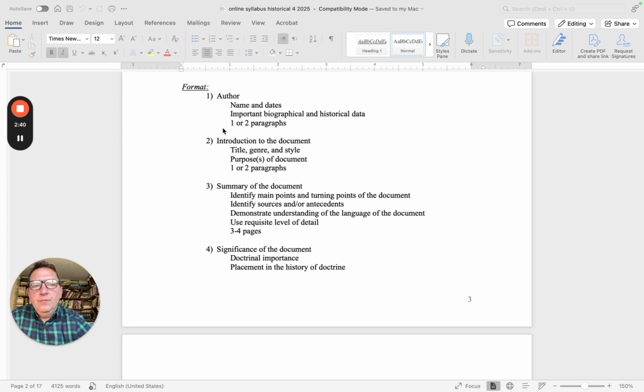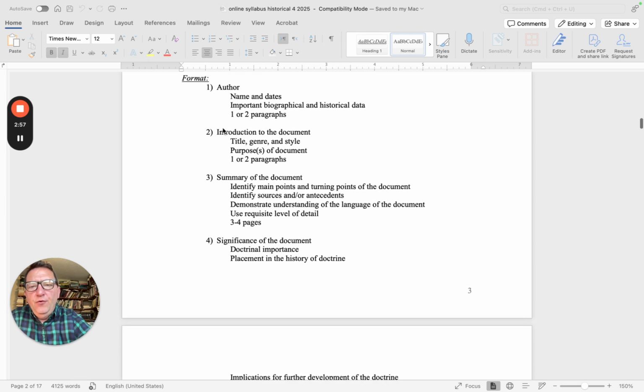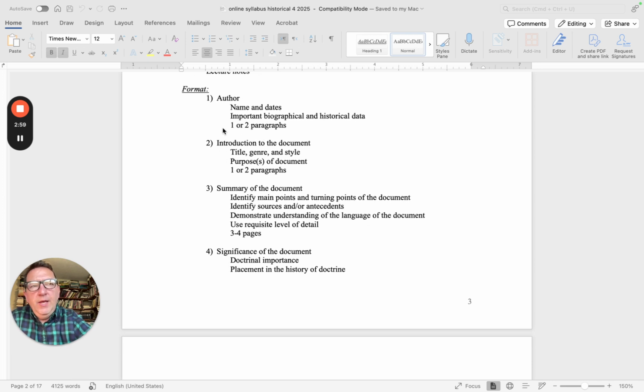You're allowed to look online for help with this, but you don't really have to. This is not a research paper, so do not footnote anything. We're not looking for any sources. This is just you and the document. So the first page is just basic boilerplate. Tell us who the author is, what they wrote, and why, and what kind of style.